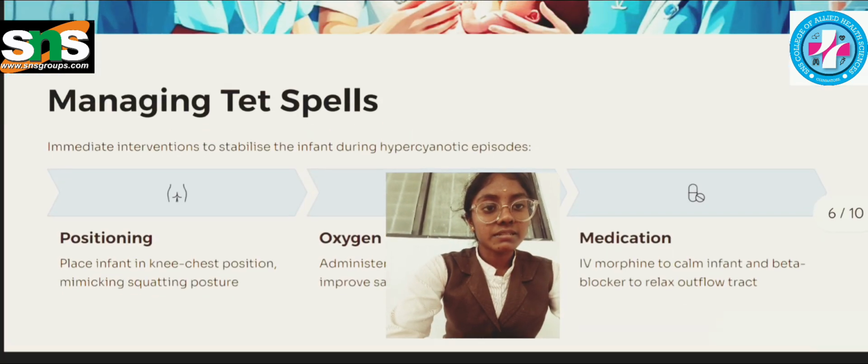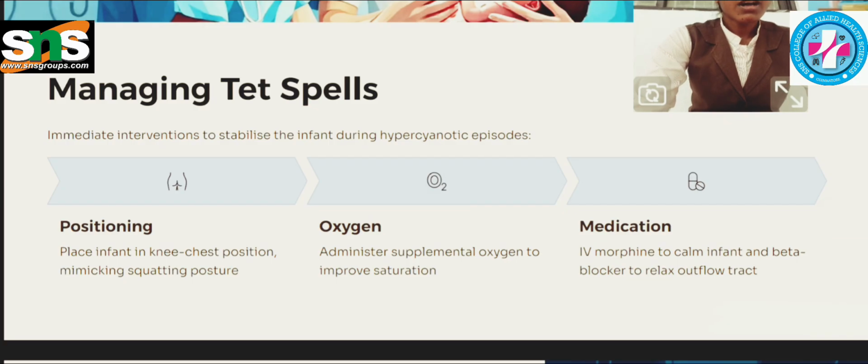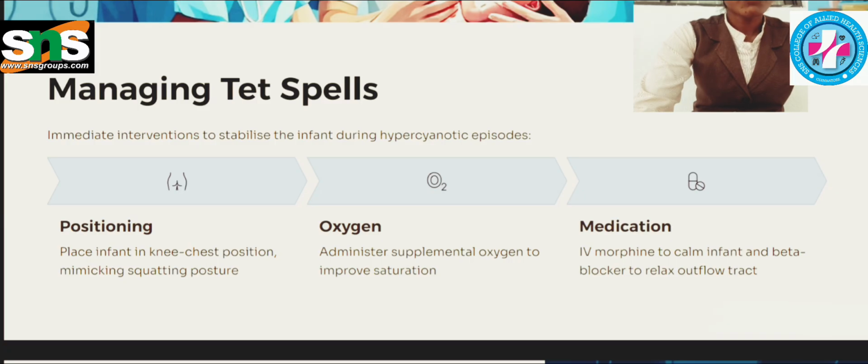Managing TET spells. The immediate interventions to stabilize infants during hypercyanotic episodes are positioning, oxygen and medication. Positioning: place the infant in the knee-chest position, mimicking the squatting posture.